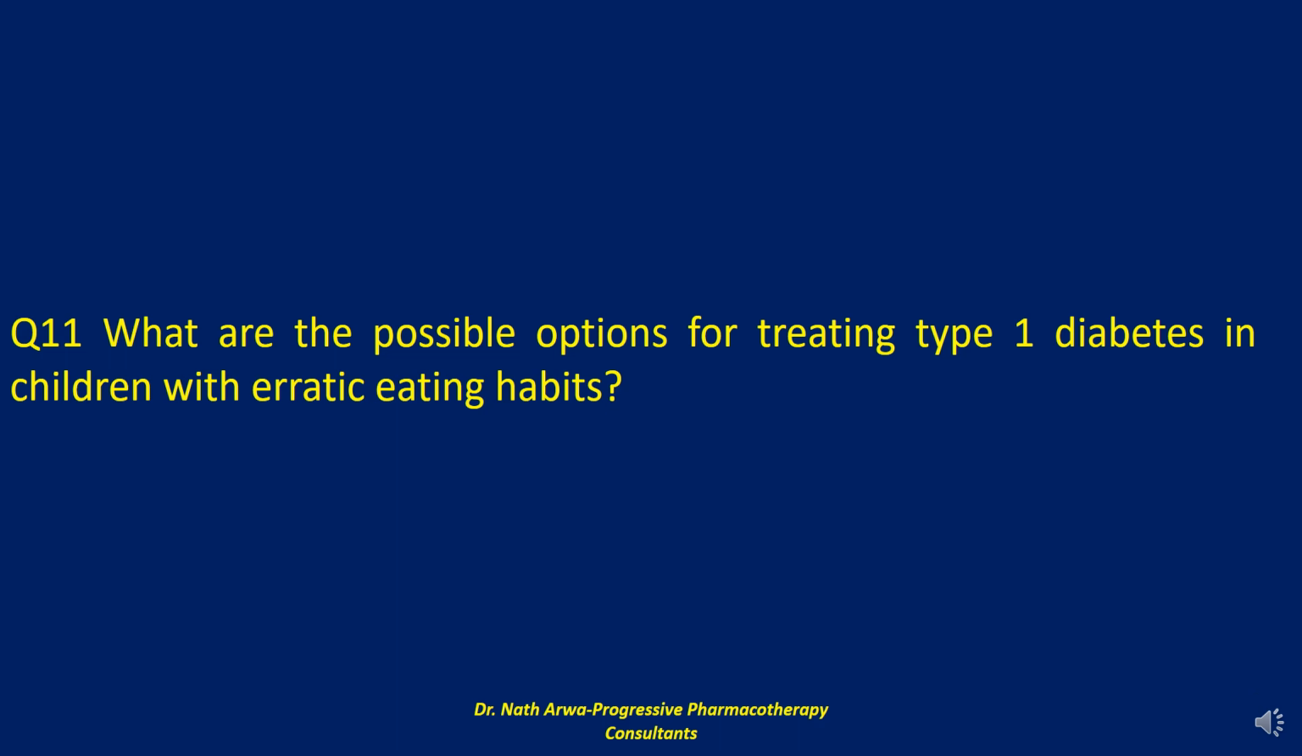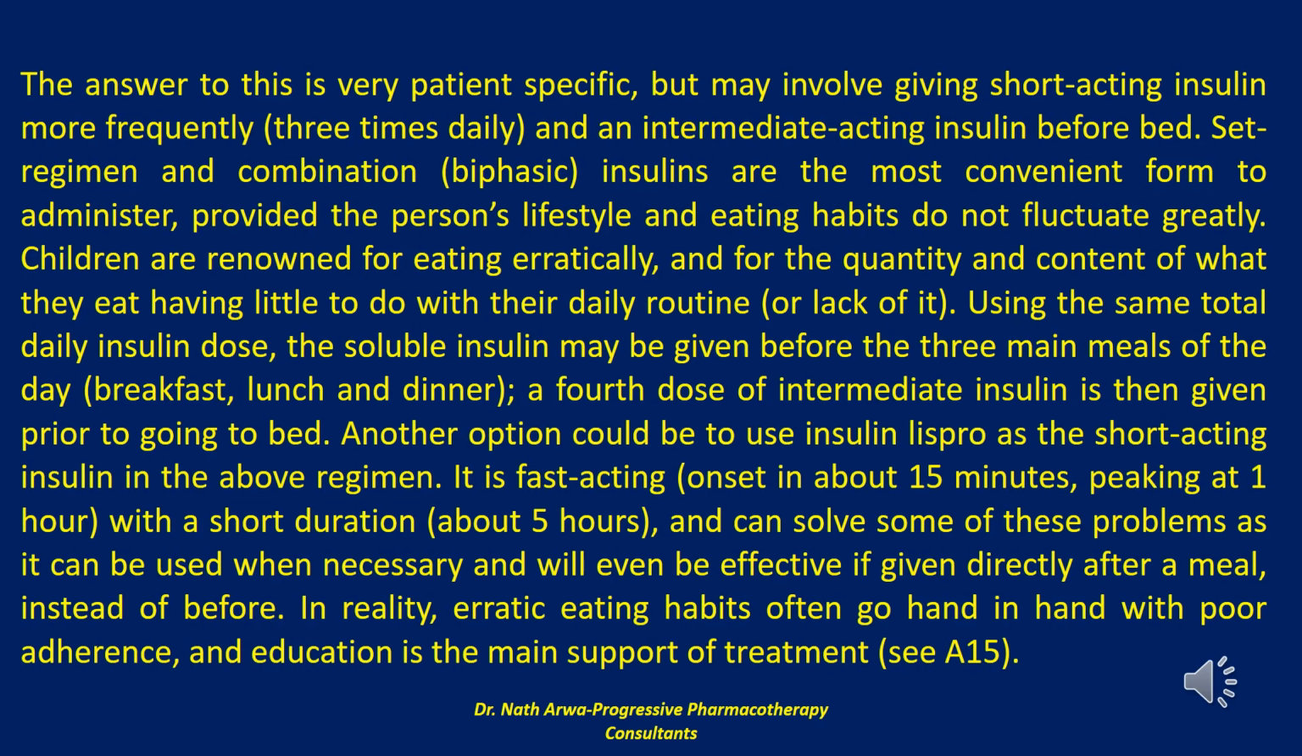The answer to this is very patient-specific, but may involve giving short-acting insulin more frequently, that is, 3 times daily, and an intermediate-acting insulin before bed. Set regimen and combination, i.e. biphasic, insulins are the most convenient form to administer, provided the person's lifestyle and eating habits do not fluctuate greatly.